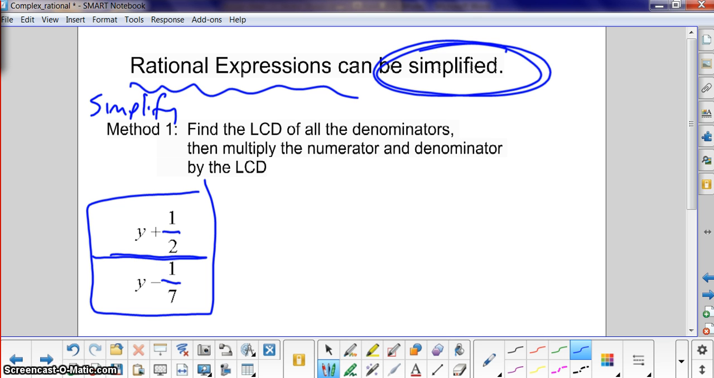And you're not allowed to leave, and this is key, you're not allowed to leave fractions within fractions as your final answer. It is not considered simplified. So you will never receive full credit if your final answer has a fraction within a fraction. If your final answer is a complex rational expression, it will not be full credit. So let's talk about how we can go ahead and simplify a complex rational expression.